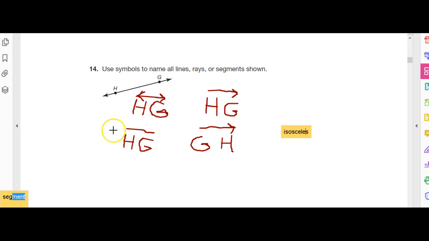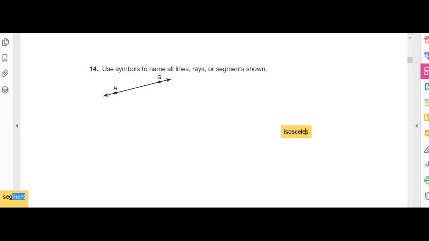Okay, so this is ray what? I have to skip the H, get over here to the G, and come back. We just move the letters, and now we say, okay, ray GH would be the ray that starts here and goes that direction forever, right? Let's see, we got a line, we got a segment, we got one ray, and we got another ray, and I think that's all that we have there.